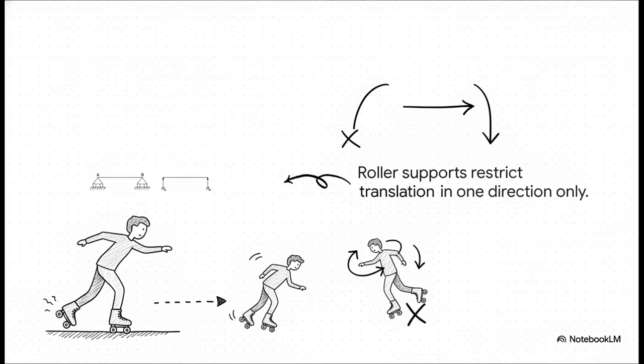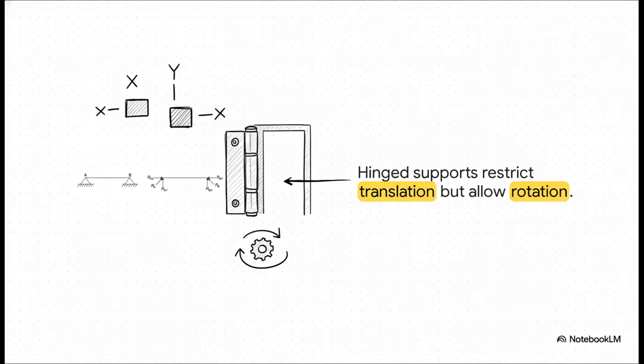Imagine a person standing on roller skates. They can't push straight down into the solid ground, but they can easily roll forward, and they can tilt or lean forward and backward. Next up, we have hinged or pinned supports. Notice on the right side of the diagram how we resolve its reactions into two components, an X and a Y. This is super helpful because it perfectly shows how a hinge stops all sliding. It restricts translation in both horizontal and vertical directions. However, just like a standard door hinge in your house, rotation is still absolutely possible.